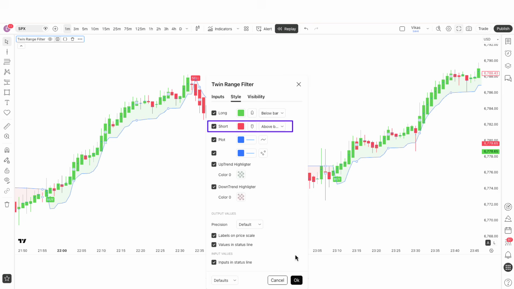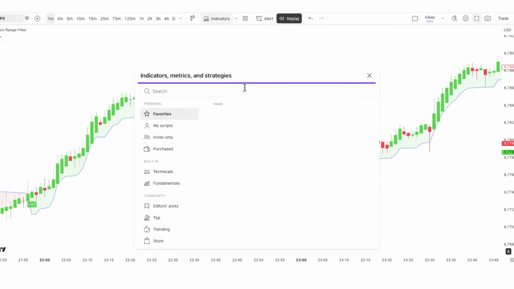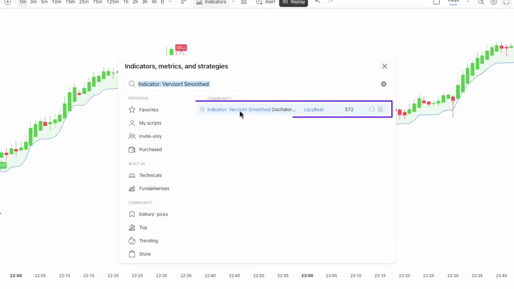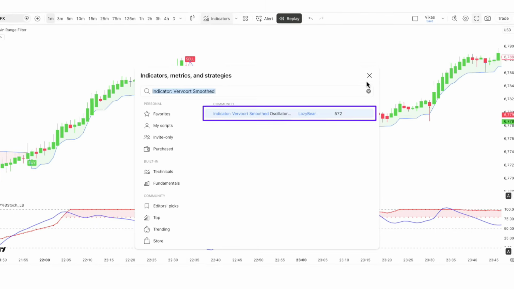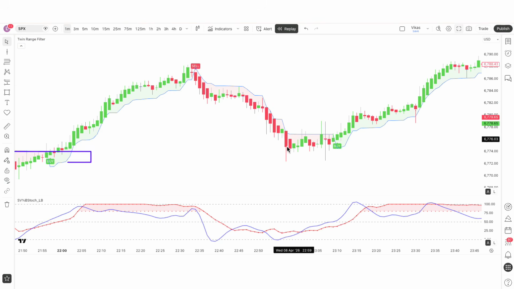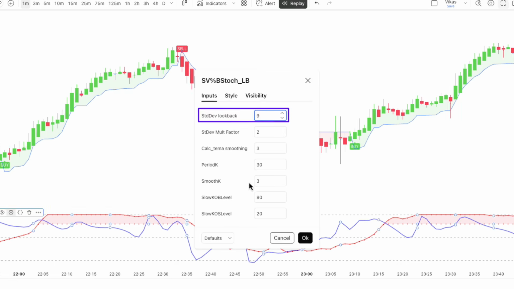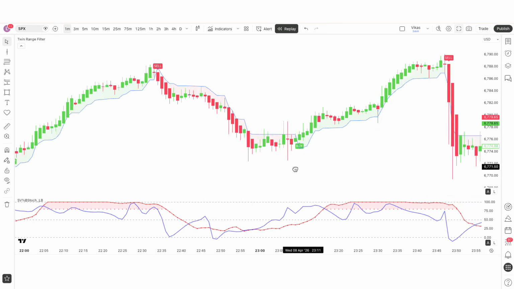After that, click OK. Now we'll add one more indicator to make this strategy more powerful. Go to the Indicator Search tab, search for Vervoort Smoothed, and select the one called Vervoort Smoothed Oscillator Indicator, created by Lazy Bear. Now let's access the settings of this indicator so we can modify it to suit our strategy. We have changed the TD Dev Lookback from 18 to 9, and everything else is fine. After that, click OK. Now our setup is ready.